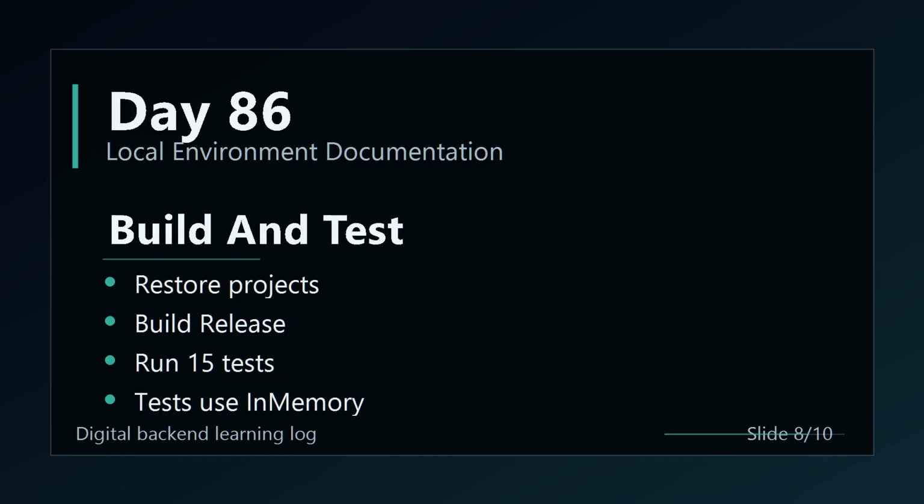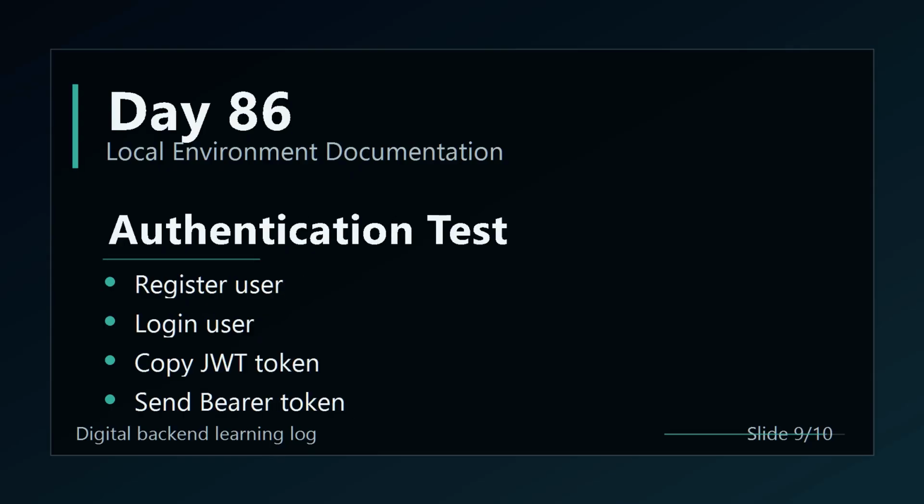7024/swagger. The README should show restore, release build, and test commands. The expected test result is 15 passed, 0 failed, and the tests use EF Core in-memory instead of SQL Server. Document authentication testing accurately.